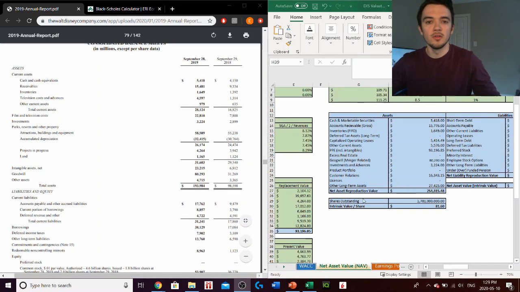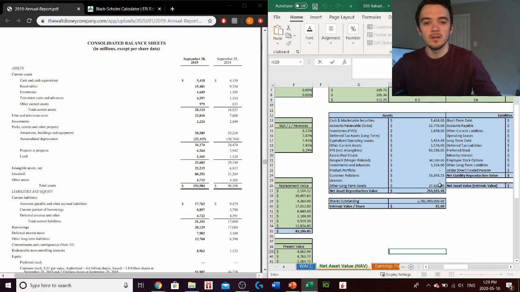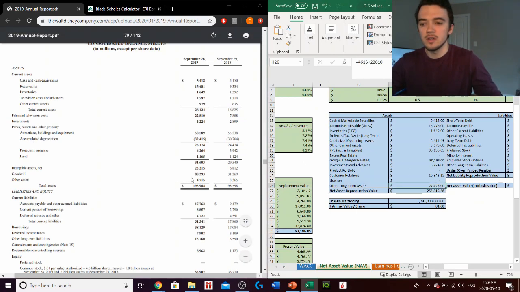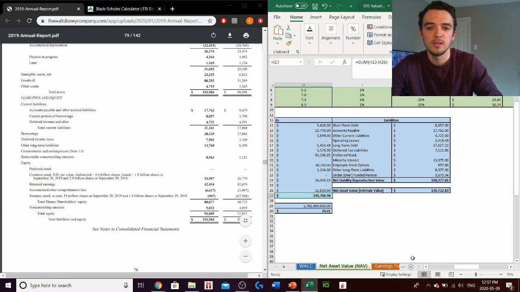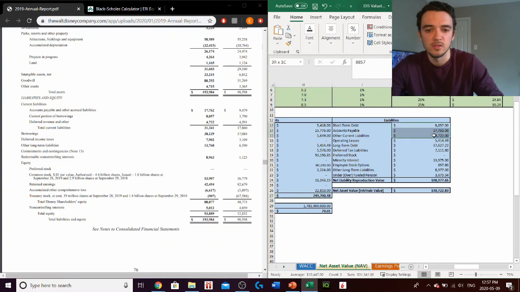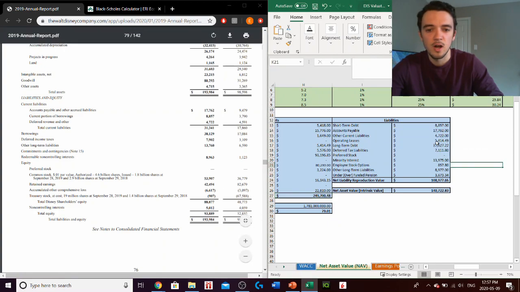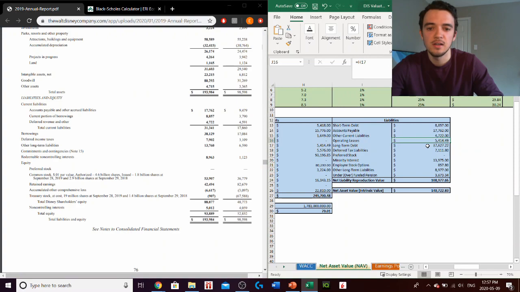And then to get the other long-term assets, I just summed the remaining entries which haven't been included yet, which were the other assets and the film and television costs. And moving on to liabilities, I took the book value for these 3 entries here. Operating leases are the same as on the asset side.